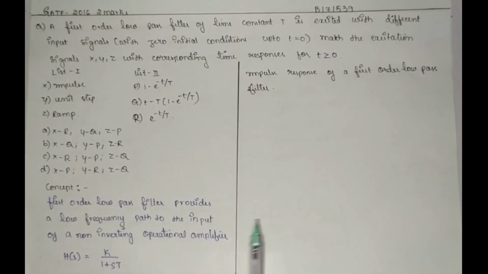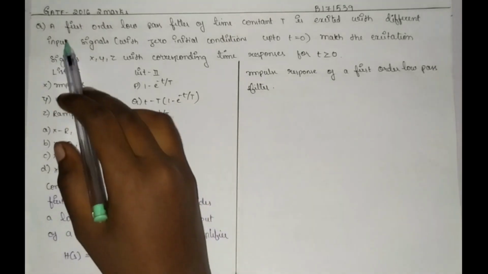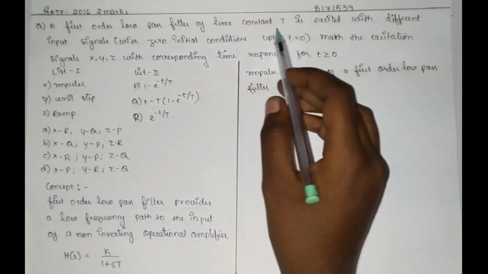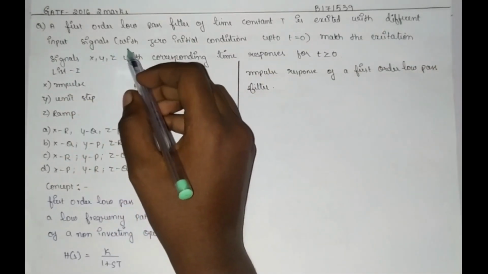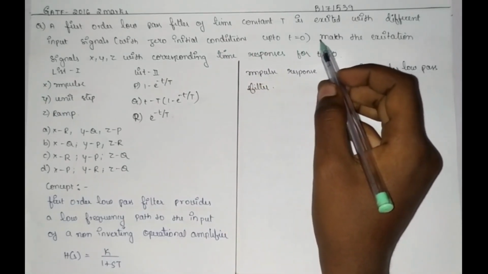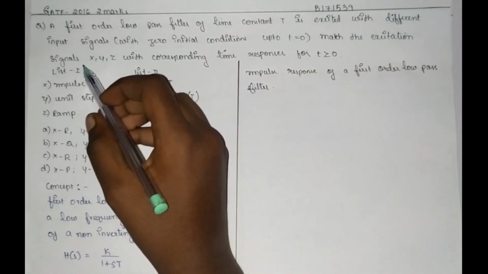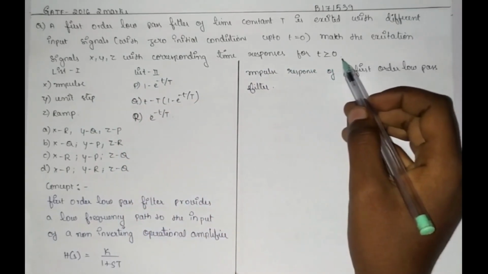Hello everyone. Now I am going to solve GATE 2016 2 marks question. The question is, a first order low pass filter of time constant t is excited with different input signals with zero initial conditions up to t is equal to 0. Match the excitation signals X, Y, Z with corresponding time responses for t greater than or equal to 0.